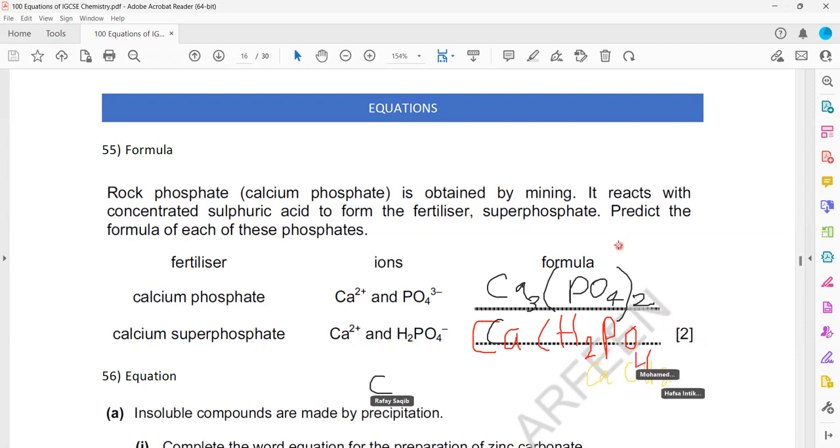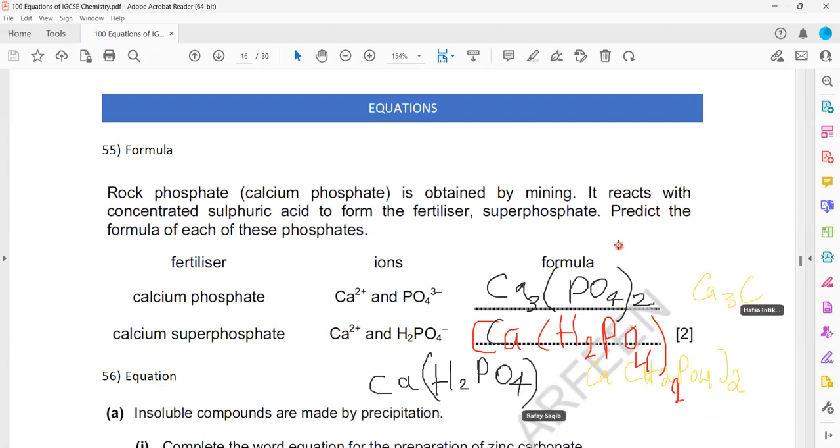You can use any part of the screen to answer. It's not really like we should use a given place. Any part of the screen you can use. Yeah, calcium phosphate, calcium superphosphate. We just cross multiply the valencies.